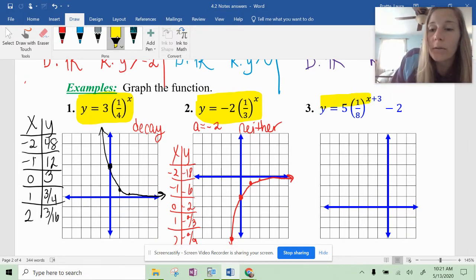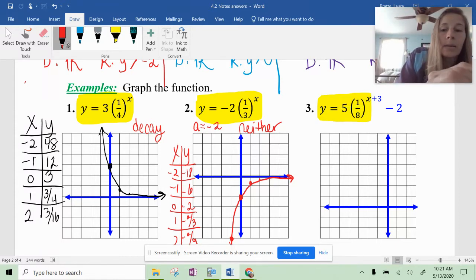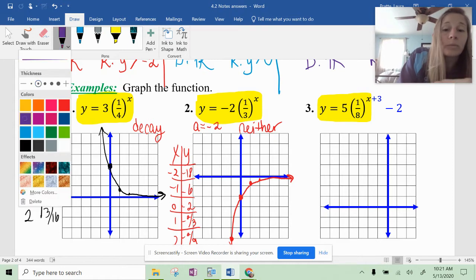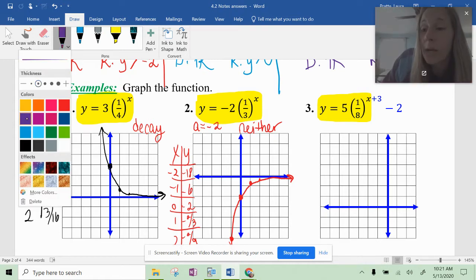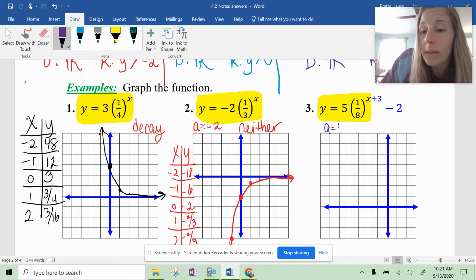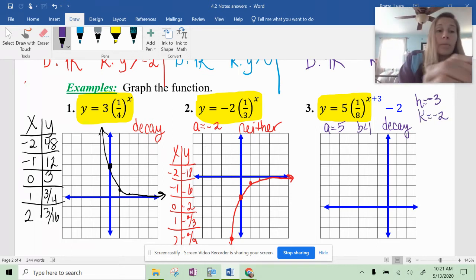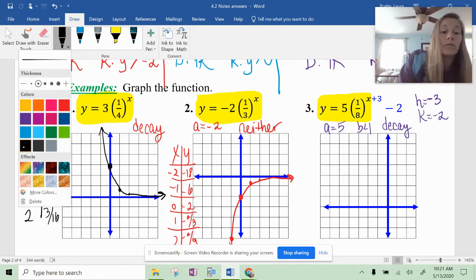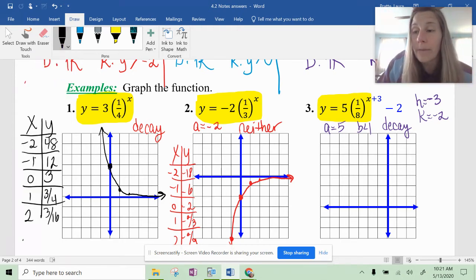So I'm just going to graph my parent function, which is highlighted here, and then I'm going to shift it according to the h and the k. So my a value is 5, and this b value is less than 1, so this will be a decay function. Now my h is -3. Remember, the sign's always opposite on the h. The k value is -2. So after we do the parent function, we're going to shift it 3 to the left and 2 down.